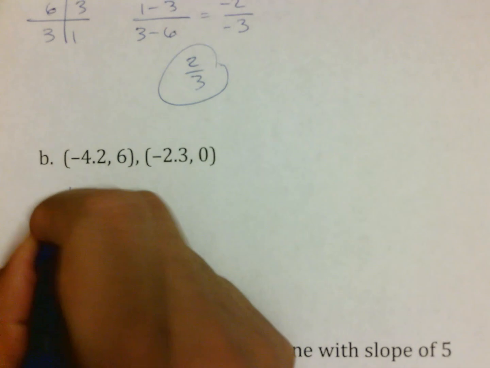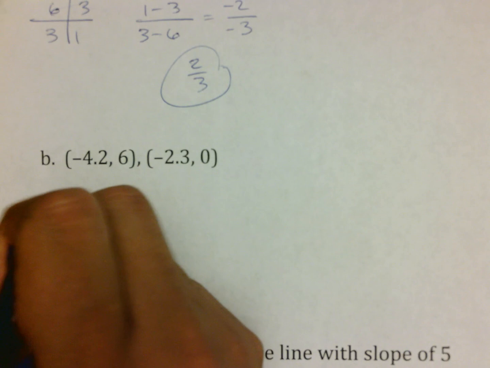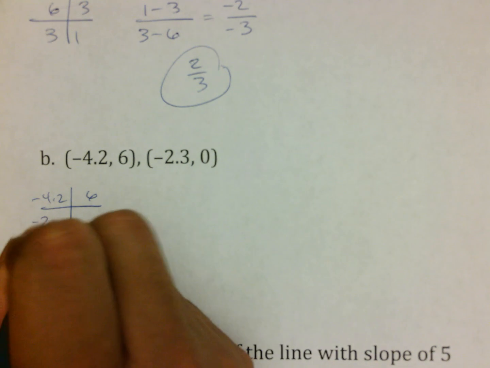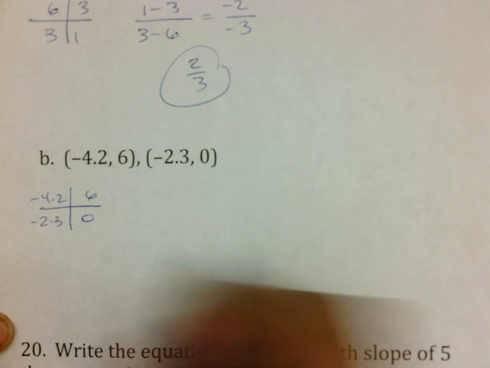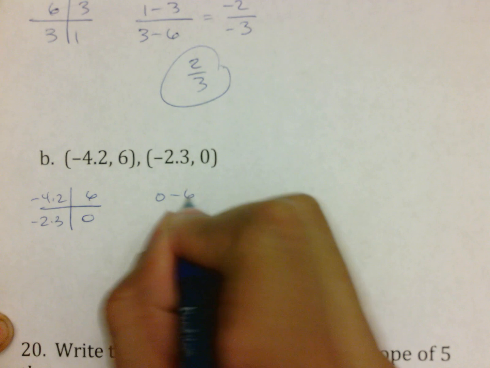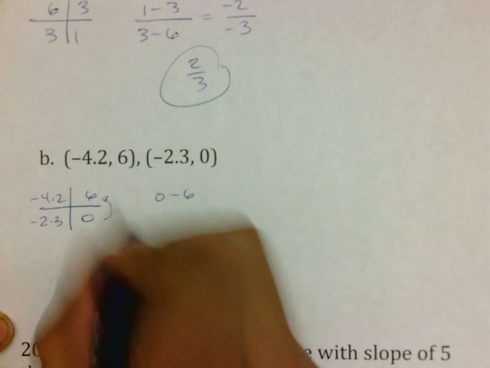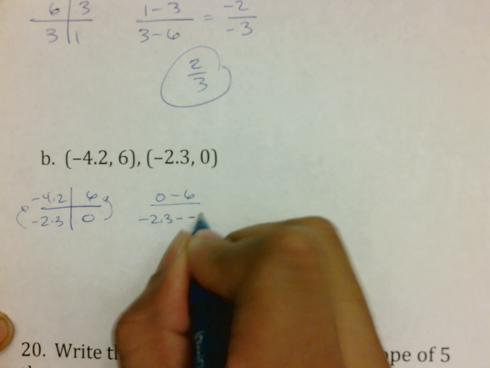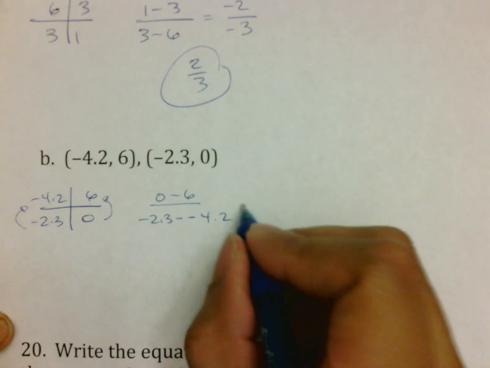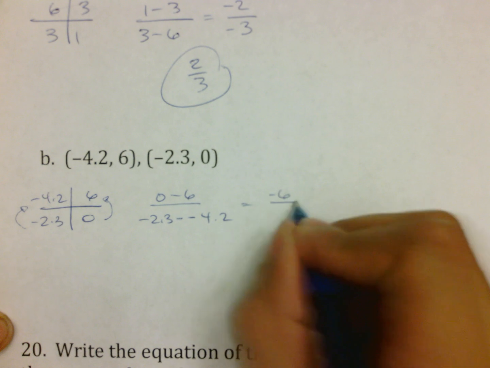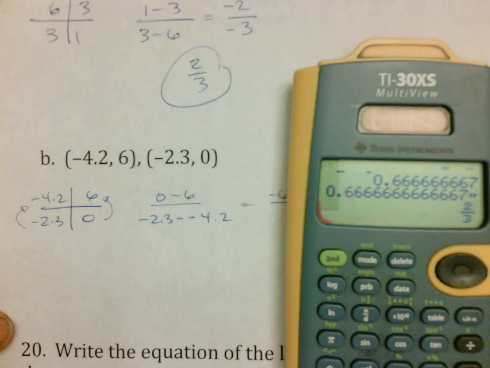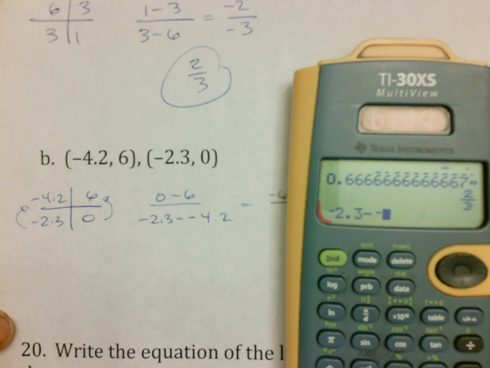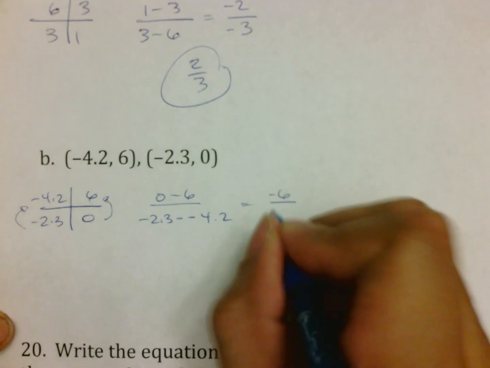On B, negative 4.26, negative 2.30. Again, once they're in a table, 0 minus 6 is what we have on top because we always go y minus y. And then x minus x would be negative 2.3 minus negative 4.2. Of course, 0 minus 6 is negative 6. But then you have to kind of check this one. So negative 2.3 minus negative 4.2 is actually 1.9.